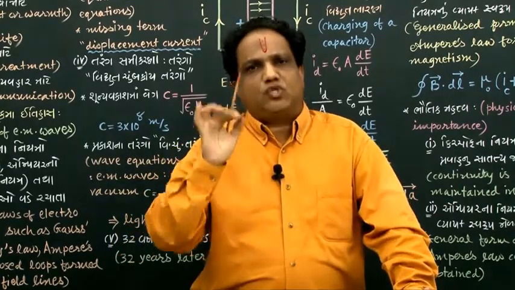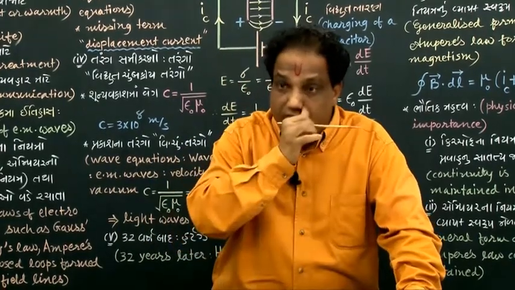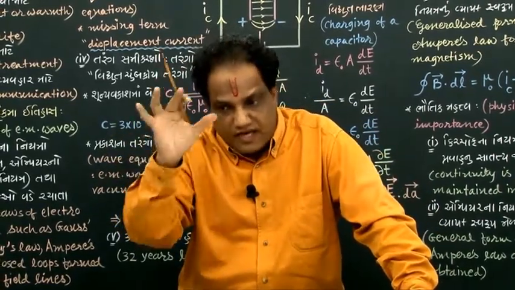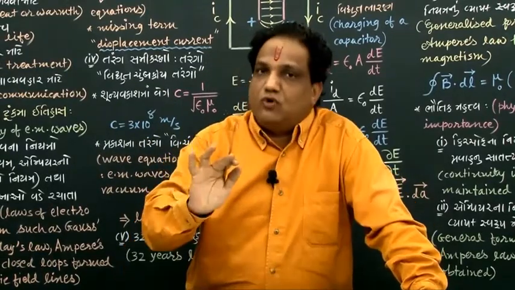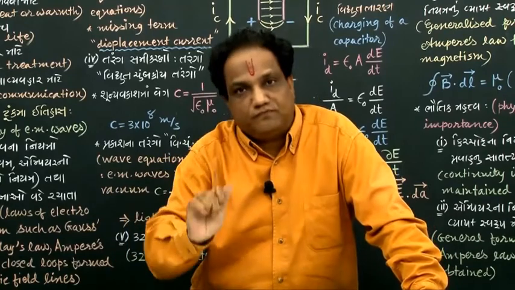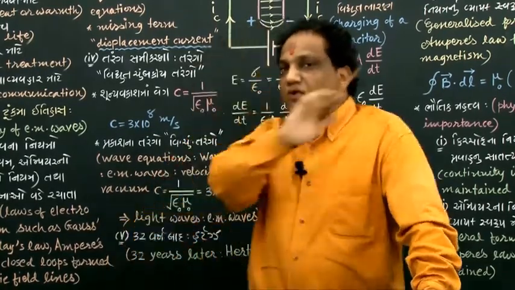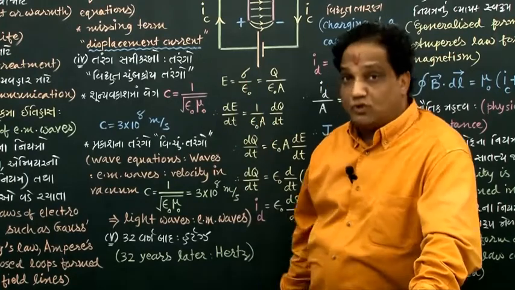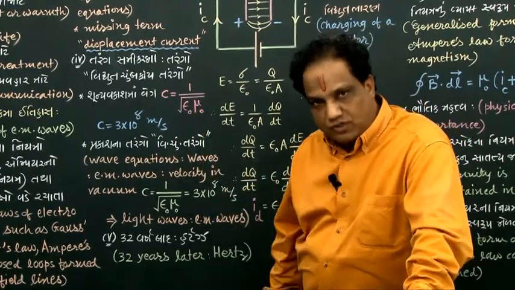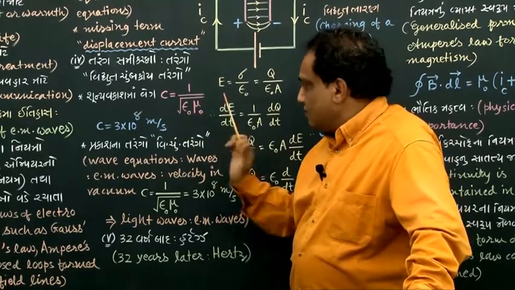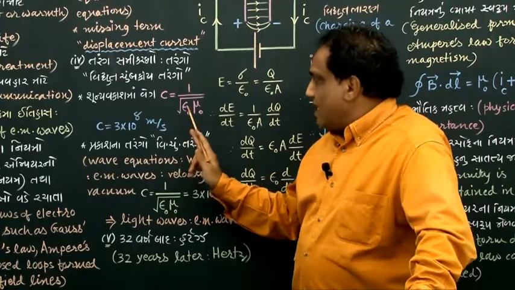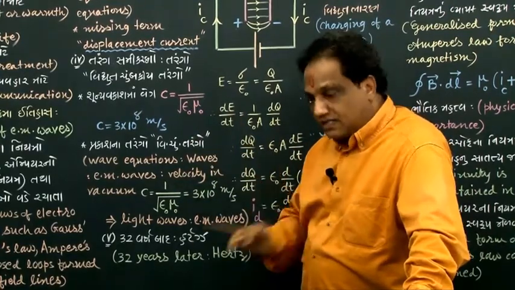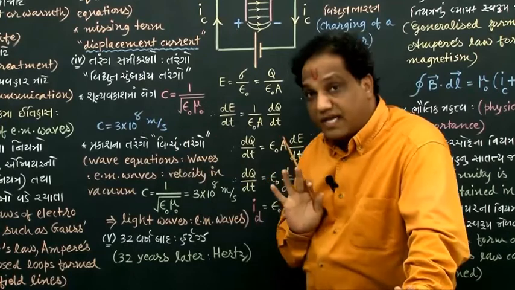Fine. But he was so confident in his prediction that he went ahead in his research and proved what would be its velocity of propagation in vacuum, whenever the existence of such waves would be proved in future. That formula he derived, and that formula is this: c equals 1 upon under root of epsilon 0 into mu 0. What is epsilon 0? Everybody knows, permittivity of vacuum. What is mu 0? Permeability of vacuum. When he substituted these values and simplified, he got this value as 3 into 10 raised to 8 meter per second.